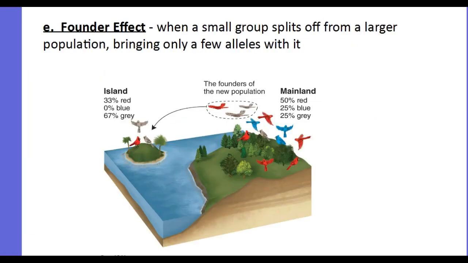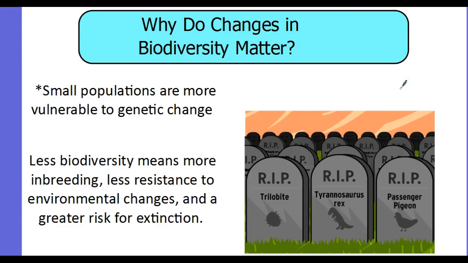All right, so the last thing that I want to talk about is why do changes in biodiversity matter? Okay, so this is the last slide. So small populations are more vulnerable to having evolution or their genes change. We call that microevolution, where their genes are changing. So less biodiversity means more inbreeding, so more breeding with each other. We're going to read an article on that tomorrow. Less resistance to change, greater risk of extinction.